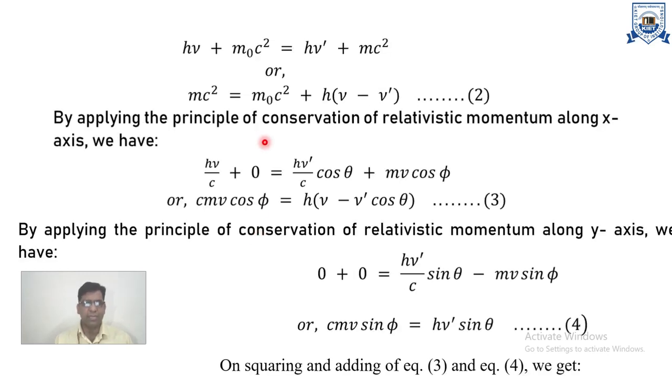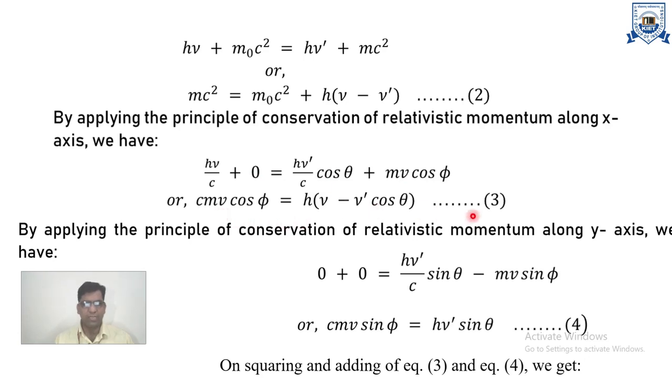Here we apply the conservation of energy: h nu plus m naught c square equals h nu dash plus mc square. We solve the equation, and again apply conservation of momentum: h nu upon c, plus 0 because the free electron is at rest, equals h nu dash by c cos theta at angle theta, plus mv cos phi for the recoil electron.